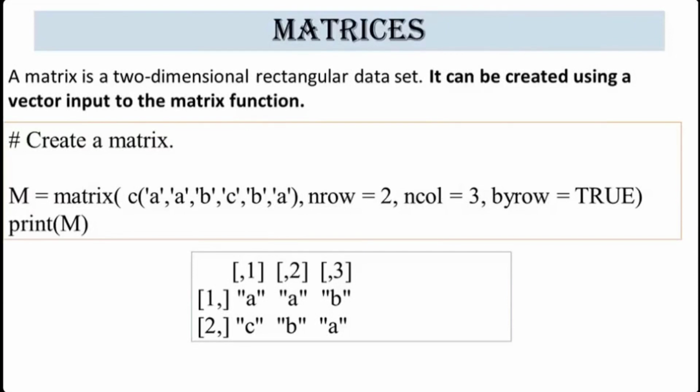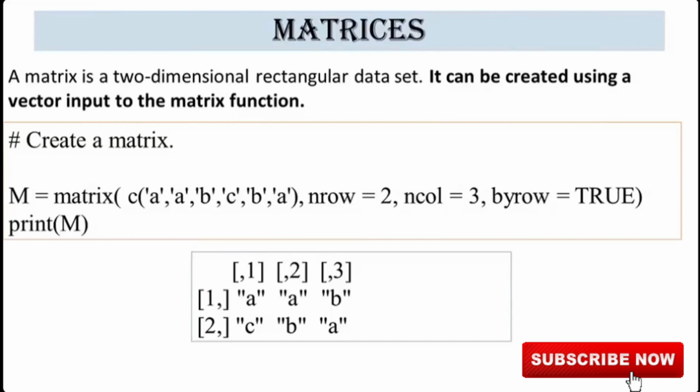Here we see how we can create a matrix by using R language. First, understand what the matrix is. A matrix is a two-dimensional rectangular data set. It can be created using a vector input to the matrix function. So matrix is the inbuilt function in R language.